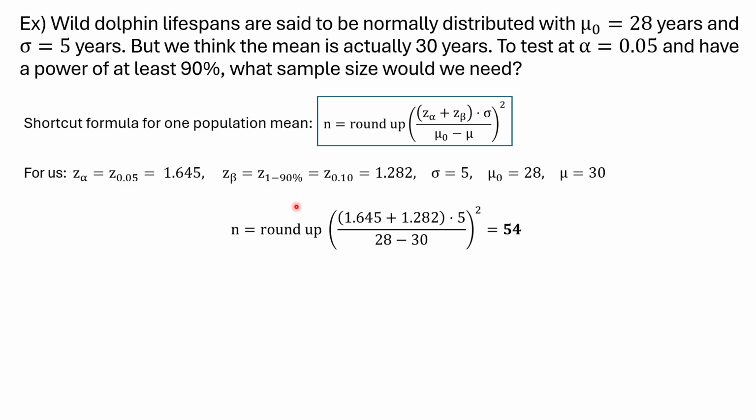So for this, we should round up this specific value. Here we have all of our data inputted. Here we go. And then we square it. We'll round up to get 54, and you can check if you'd like. It's the exact same as we got in the previous slide because it's the exact same problem.